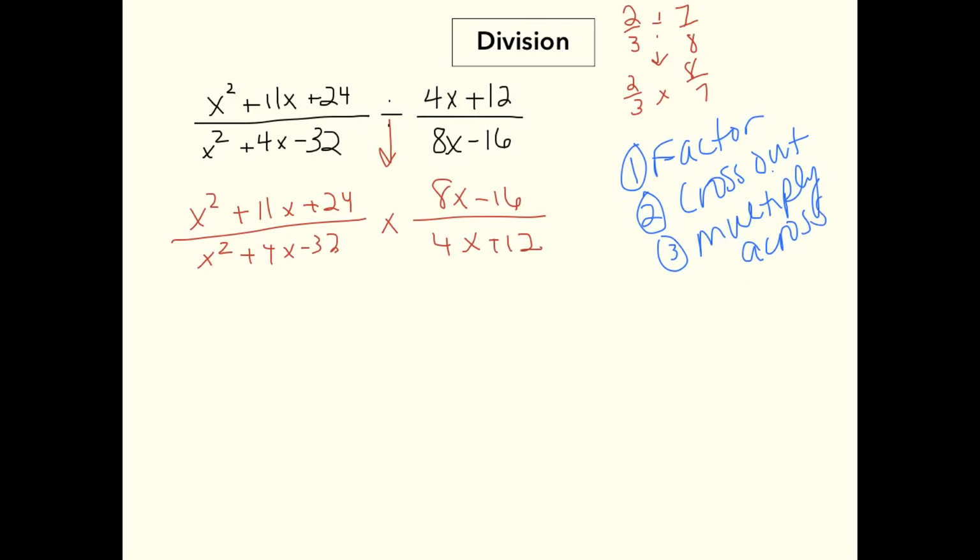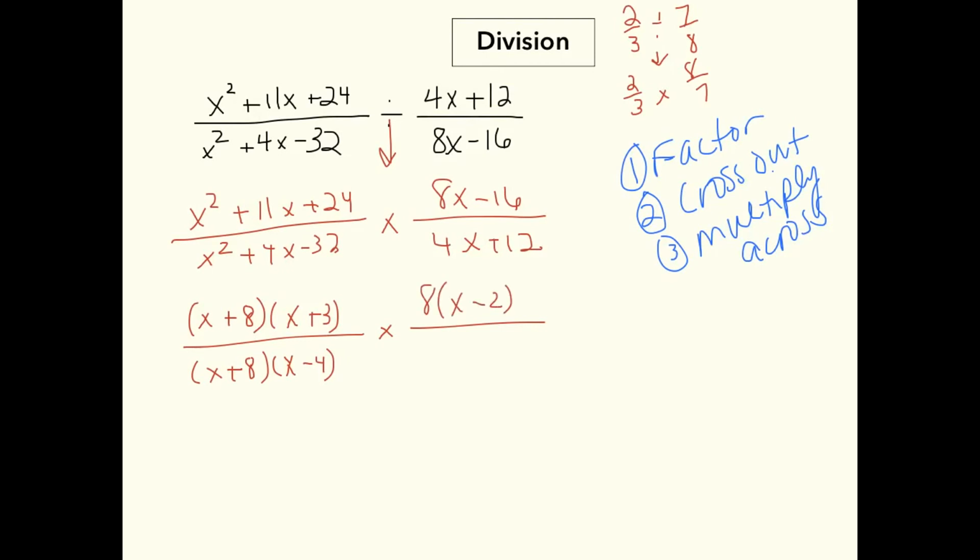So I'm going to factor the top, and again, don't forget, we've got to get really good at this factoring. If you still need help, you need to see me. And the bottom will simplify to x plus 8 and x minus 4 times, and this 8x minus 16, we can pull out an 8 from both of those terms, and on the bottom we can take out a 4. Okay. We just factored it.